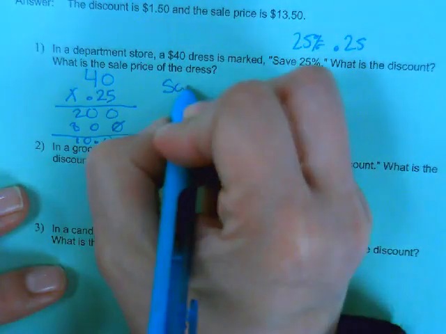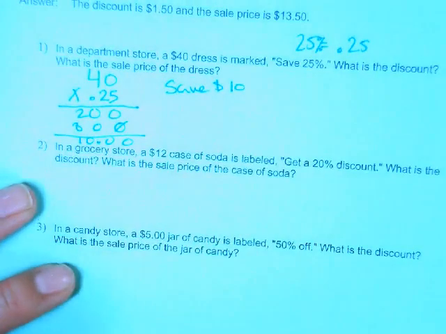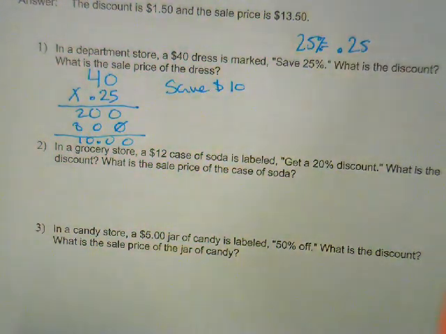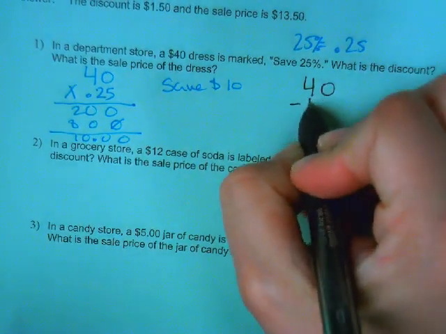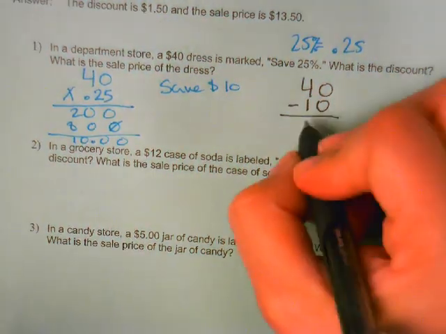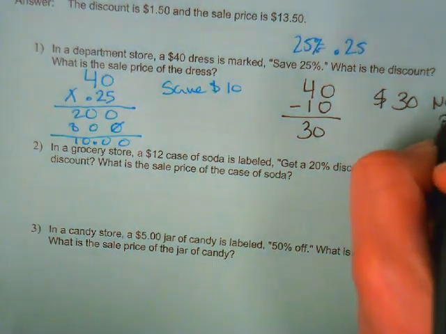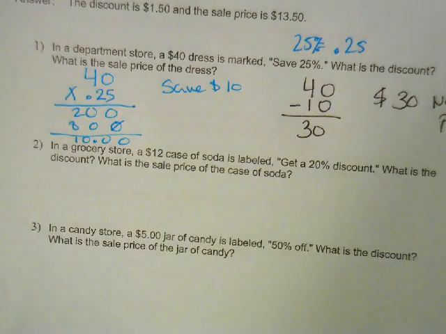So you save $10, right? So then what's our second step? Subtract. 40 minus 10 is 30. So 30 is my new price for the dress.